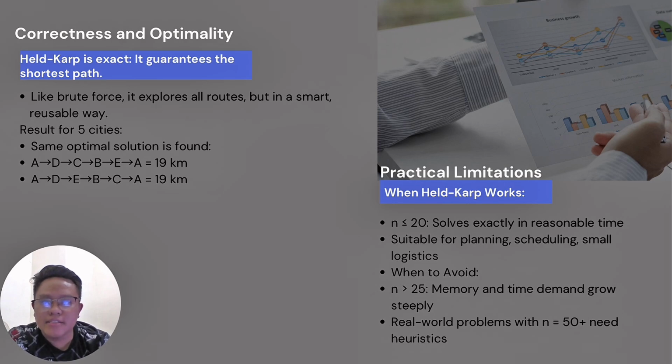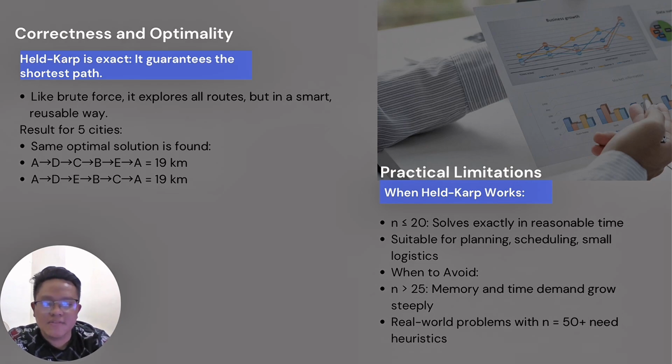For correctness and optimality, Held-Karp is exact, which means it guarantees the shortest path. Like brute force, it explores all routes, but in a smart, reusable way. For the 5 cities, the same optimal solution is found. The first solution is from city A to D, C, B, E, A, which equals 19 kilometers. And the second route is A, D, E, B, C, A, which is also 19 kilometers.